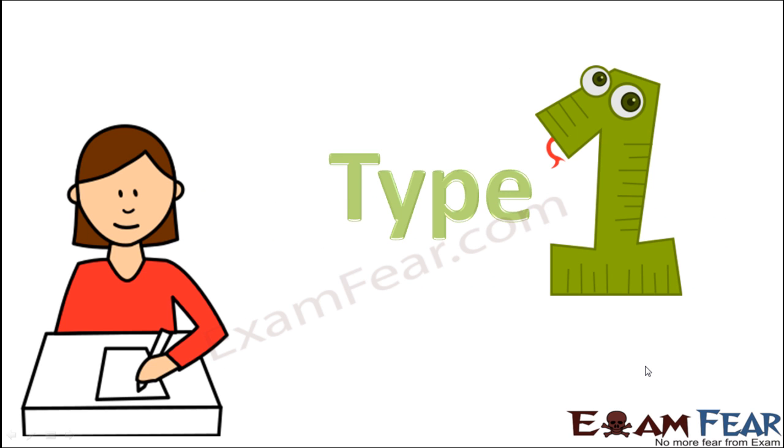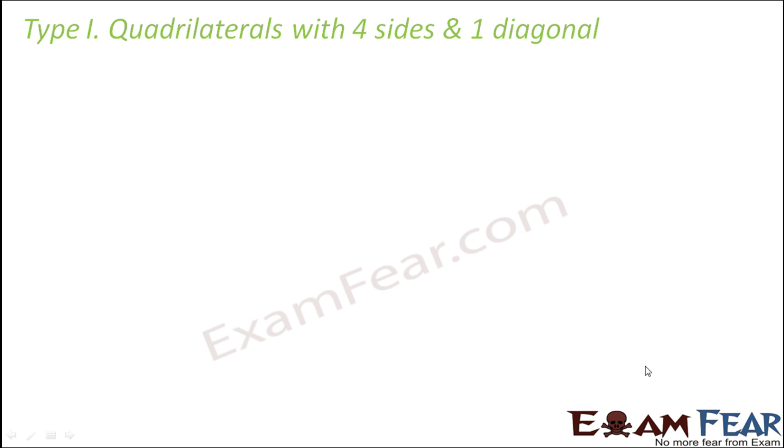So let us try to look at the first type of quadrilateral construction where all the four sides and one diagonal are given. Now the moment one diagonal is given, the orientation becomes specific. That is, your angles also become specific.